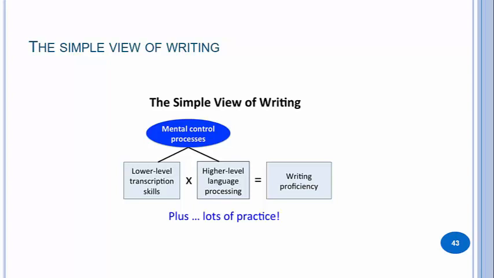Mm-hmm. Yeah, I was just going to say, I think it's a topic worthy of discussion about doing an hour-long webinar to drill down into this a little bit more, because we focus so heavily on the phonological piece, but not enough on the other side. Absolutely.